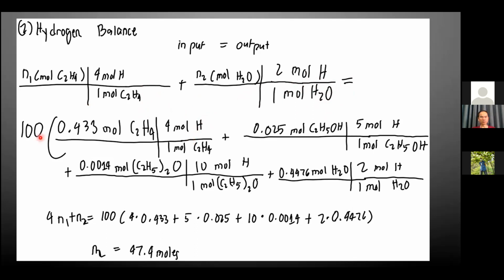And this part is the right hand side, the output, the product. So we're going to just write the molar fraction of each compound as given in the flow chart, and then multiply it with the amount of hydrogen in each compound.